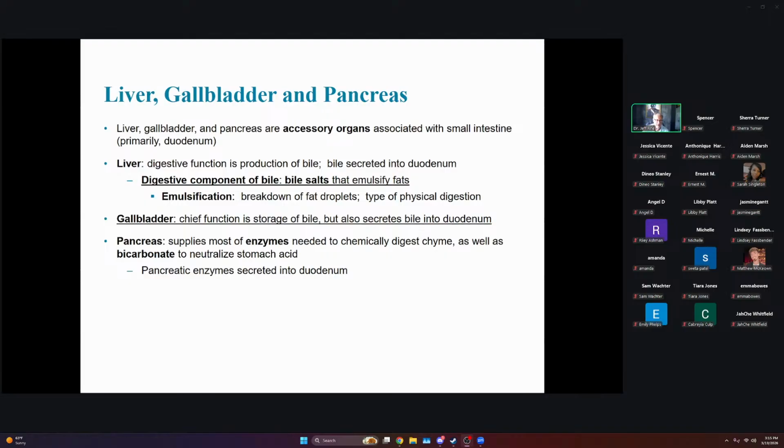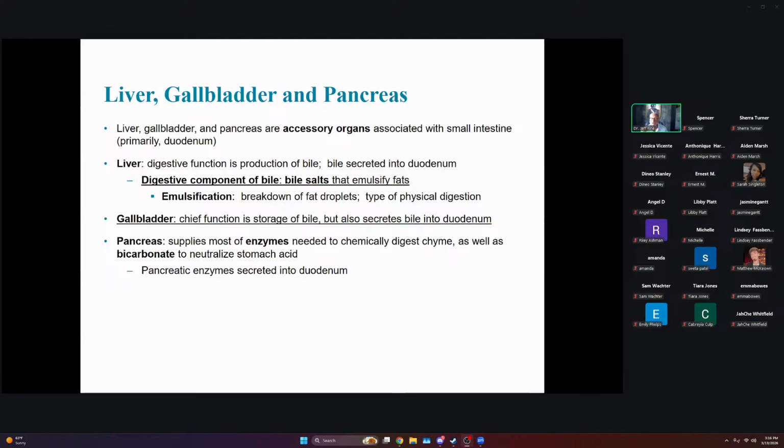So we'll talk about all of these individually, and you'll understand what's occurring here and how these accessory organs contribute to digestion. All right, so let's start with the liver. First of all, the liver makes bile. A component of bile is bile salts, and bile salts emulsify lipids, fats that we take in our diet. Emulsify means to break down. This is physical digestion.